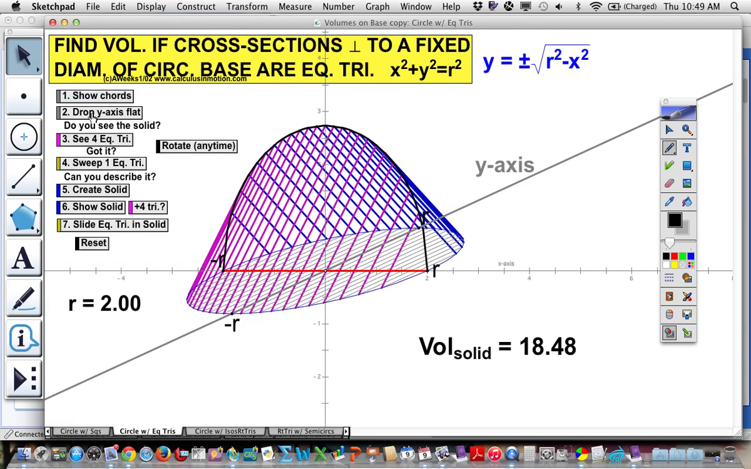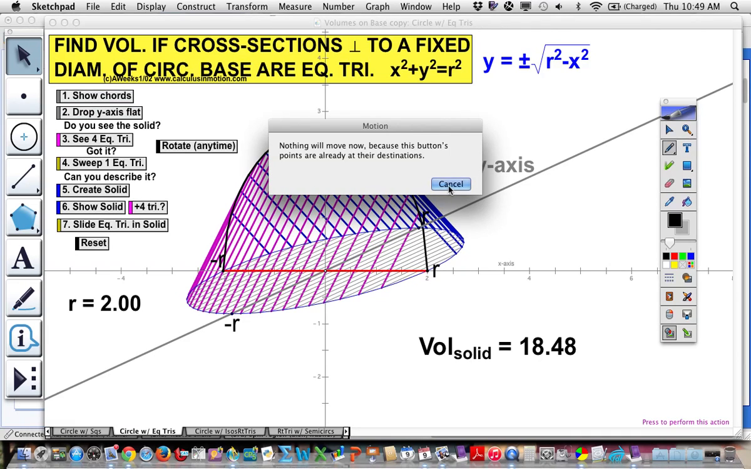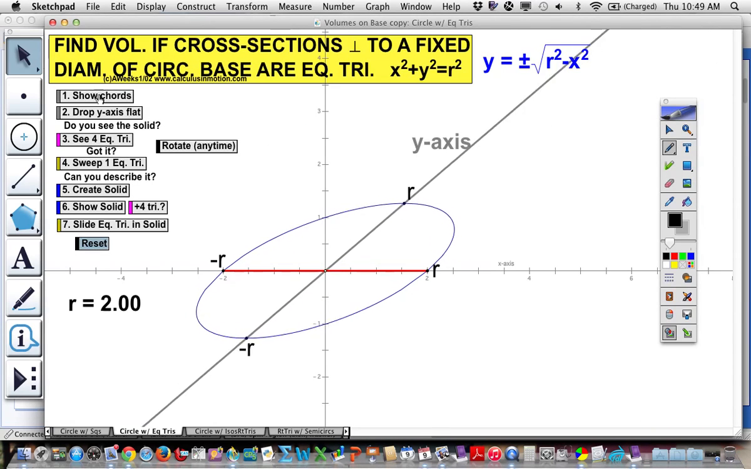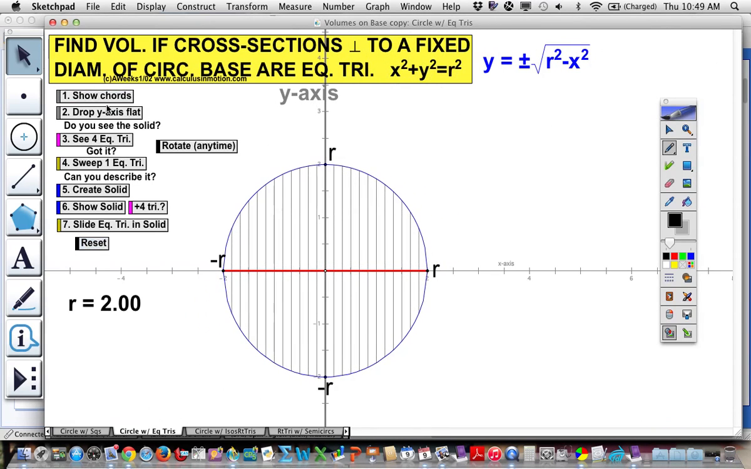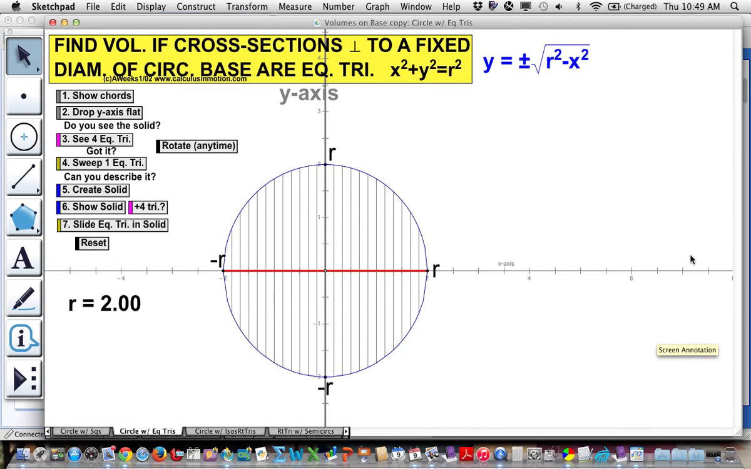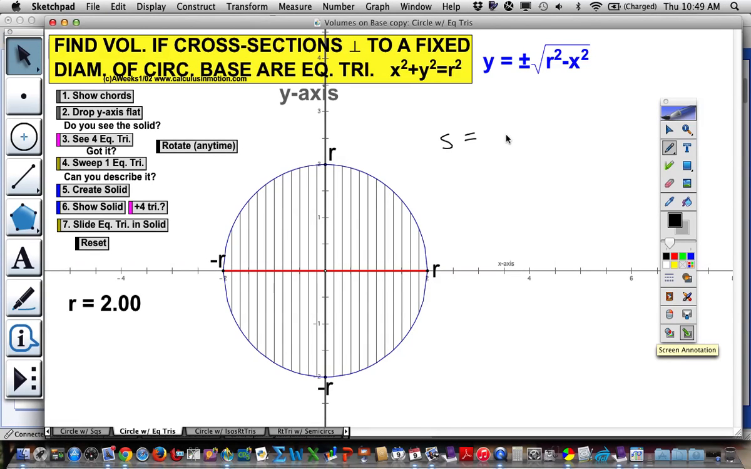What's a strip? The strip is the side of an equilateral triangle, right? Now, the question is, we would do the same thing we did earlier. We would do our strip, which remember was 2 square root of r squared minus x squared. It was top minus bottom. But this time that strip is the side of an equilateral triangle that's coming up off of the thing here.